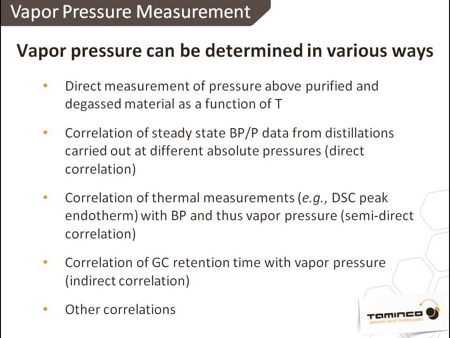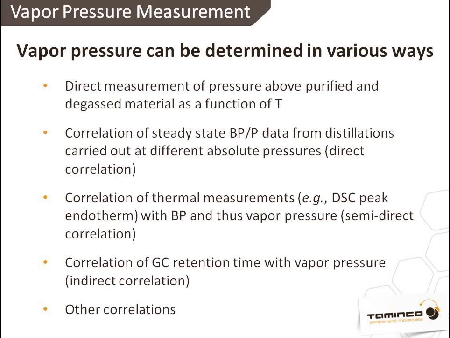We'll just quickly review the methods that we can use to measure vapor pressure. The most accurate means of measuring vapor pressure is to very carefully purify and degas a liquid, place it in a container with a vacuum space above it, and let it attain equilibrium. We then measure the pressure as a function of temperature. If we want a method that's very similar to this, almost a direct correlation, we can take the boiling point pressure data from the literature as is collected for vacuum distillations. If there's a sufficient range of this data available, then we can correlate the boiling point as the temperature, and the absolute pressure at which the distillation is carried out as the pressure, and we can derive the vapor pressure temperature line this way. We can also try to correlate from thermal measurements, and we can try to correlate from GC retention times. And then there are other indirect correlations that we can use.